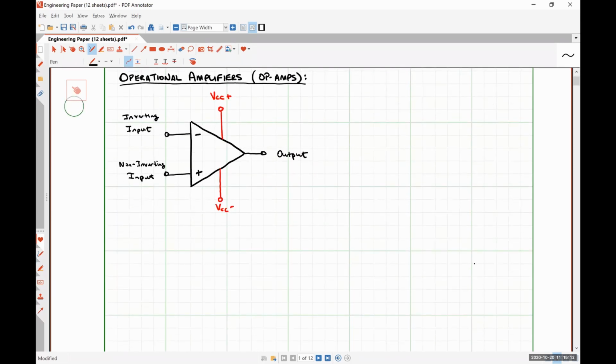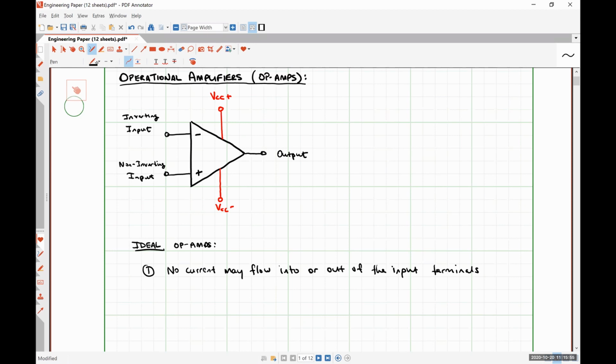Now, in circuits 1, we are going to confine our analysis to ideal op-amps. And the behavior of an ideal op-amp is governed by two very straightforward rules. The first rule is that no current may flow into or out of the input terminals.